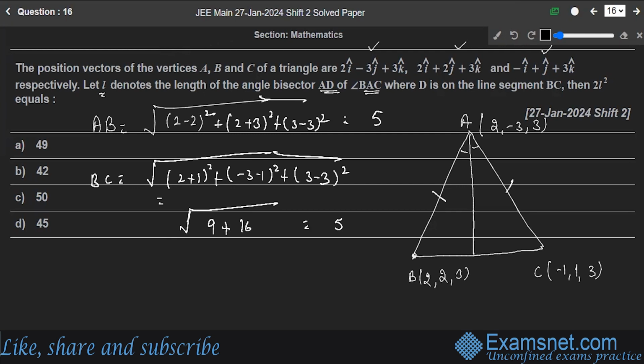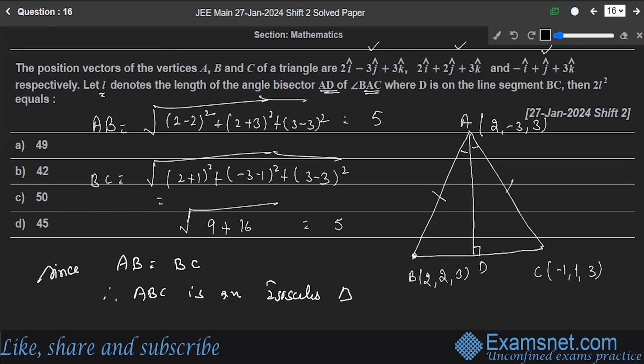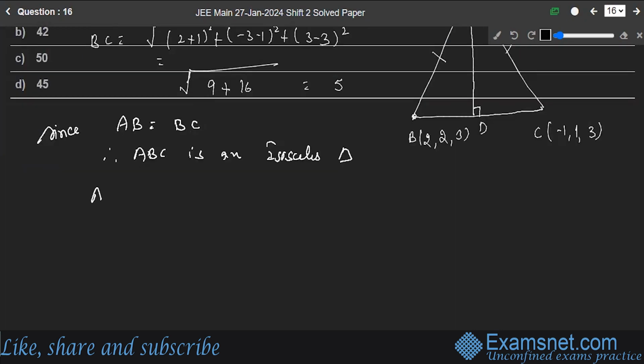So that means these two sides are equal. If these two sides are equal, that means this AD is the perpendicular bisector of BC. Therefore, since AB is equal to BC, ABC is an isosceles triangle. So the angle bisector AD bisects BC perpendicularly, right? So you have this side is equal to this side.